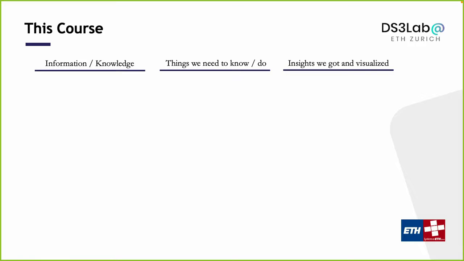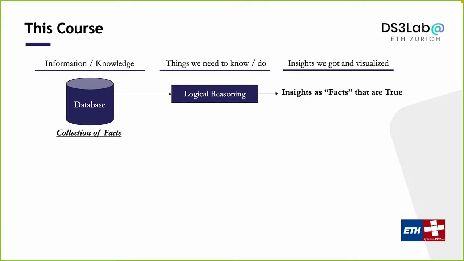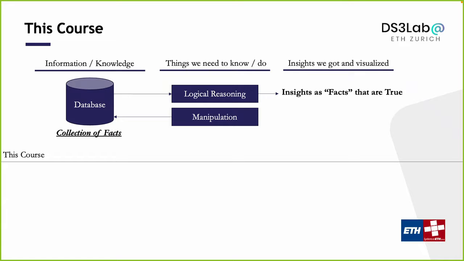We are going to think about our database as a collection of facts. We are going to talk about the logical reasoning step, that I have some logical construction. I want to produce new facts given my existing collection of facts in the database. And we are going to talk about how to manipulate this collection of facts, how to delete facts, how to add facts, right? How to enrich this collection. So this is what we are going to talk about for this whole course.